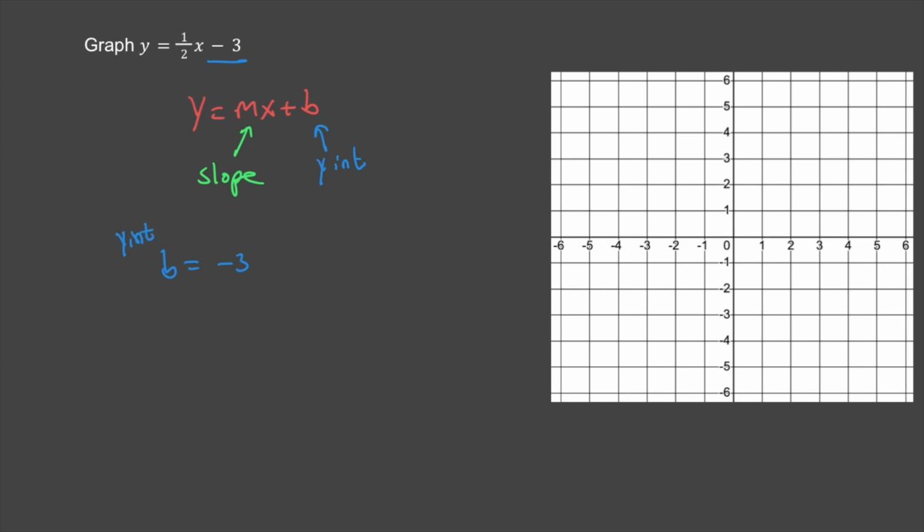And for slope, slope is connected to x by multiplication. So in this case, what's connected to x by multiplication is the number 1/2. So that is our slope. So m is 1/2, which is slope.